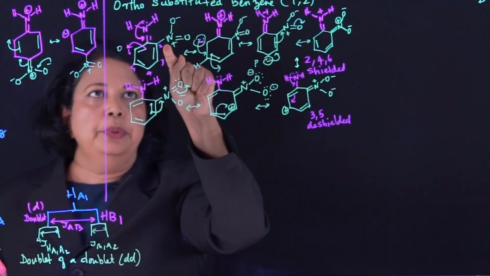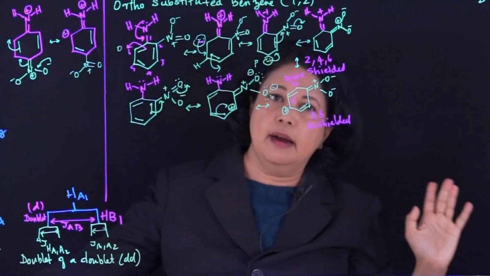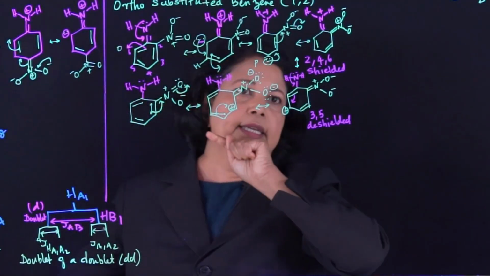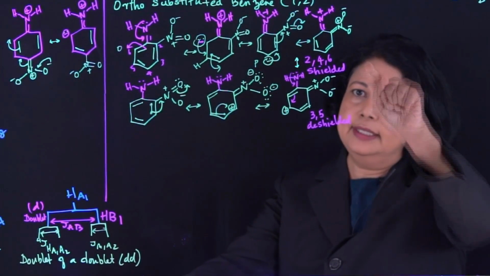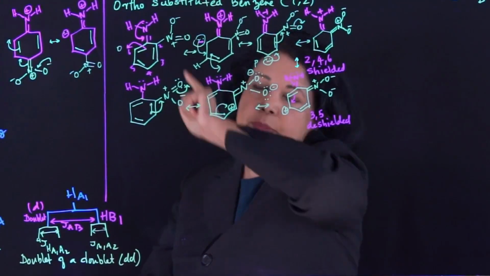Now on 2, there is already a substituent. There is no hydrogen. So we only have to look at the hydrogens on 3, 4, 5, and 6. Which one is which? So 2, 4, 6 are shielded, 3, 5 de-shielded. Hit that pause button, figure out these peaks before we come back.